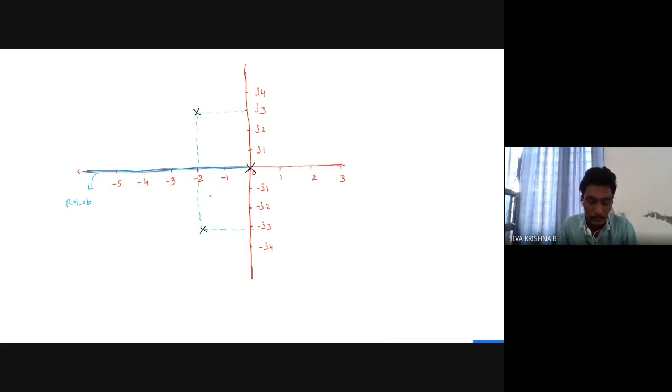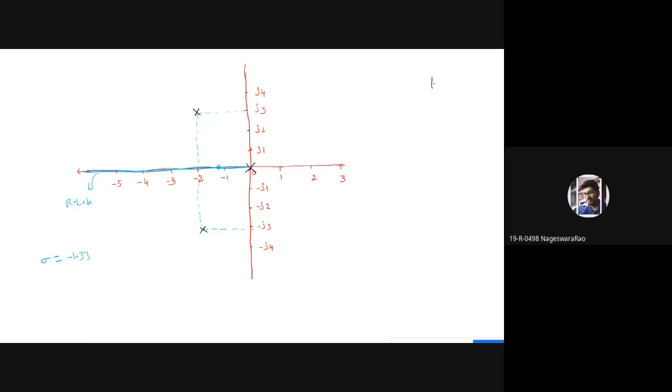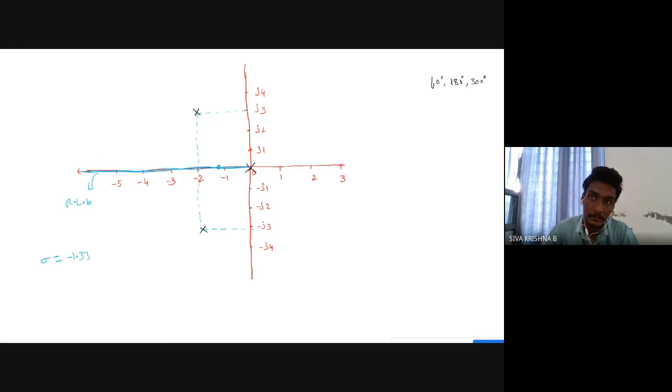Next, what is the next step? Angle of asymptotes. For that we have to take sigma. To draw the angle of asymptotes, what is the sigma you got? Minus 1.33, so this is approximately somewhere here. From this you have to draw the angles. How many angles are there? Three. What are those? 60, 180, 300. So 60 means it is going like this, approximately.